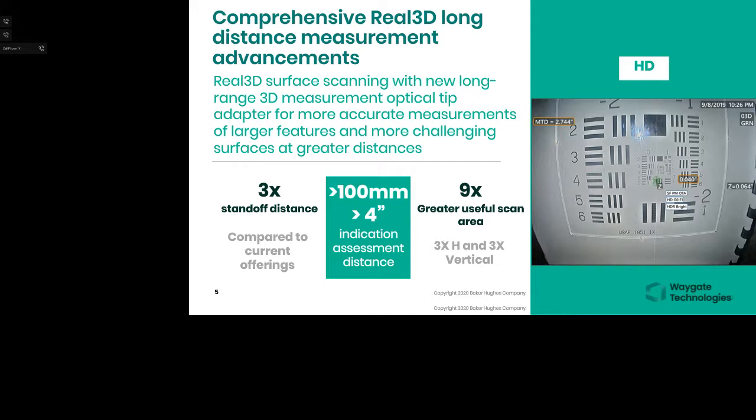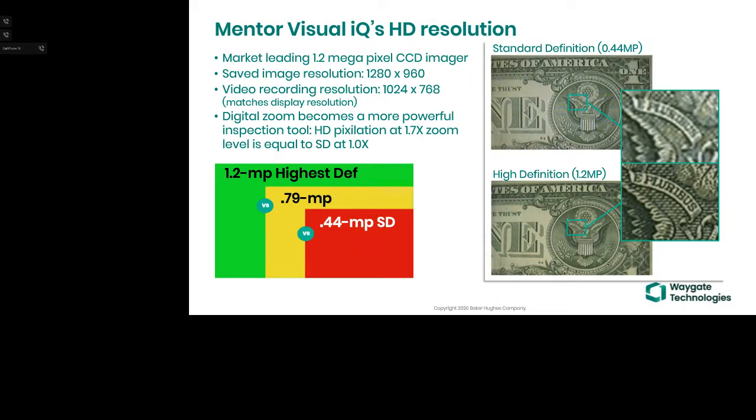Part of that's because of far focusing optics. Part of that's because of this high resolution imager. I hope you'll join me on another session later where I will be talking about real 3D in a lot of detail. So when you're looking at this Visual IQ's resolution and that 1.2 megapixel imager, it's simply rendering a larger image that you're going to be able to save and work with post-inspection.